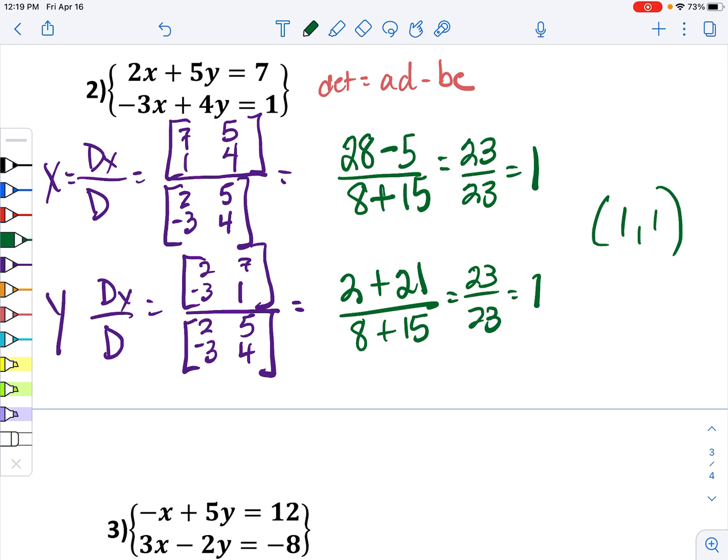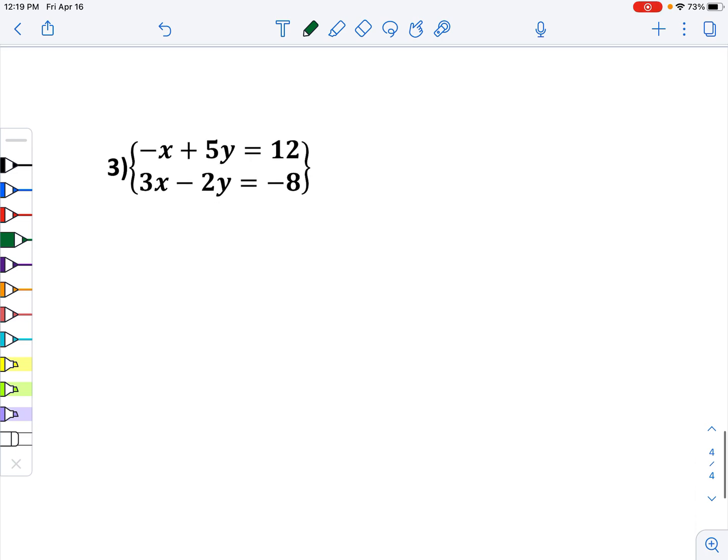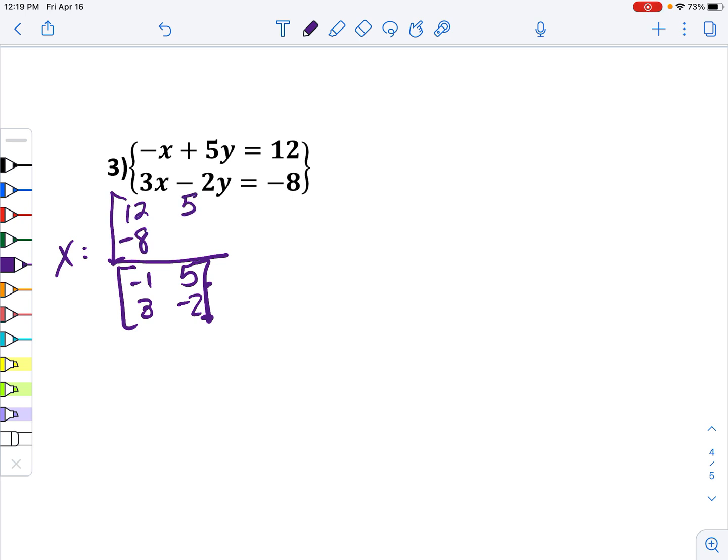Okay, again, just another way of doing it. Okay, we'll do one more. Number 3. For my x value, I put my coefficient matrix on the bottom, negative 1, 5, 3, and negative 2. On the top, I'm going to substitute my constants in for my x's, but I'm going to keep my y's.